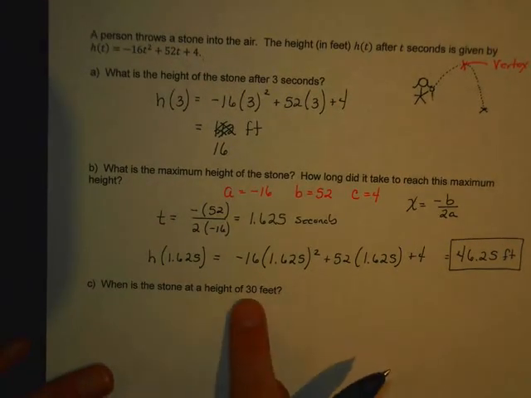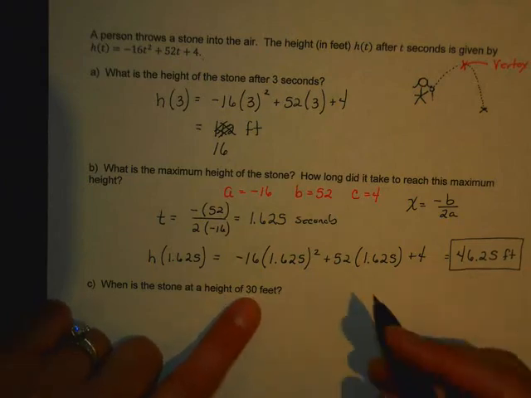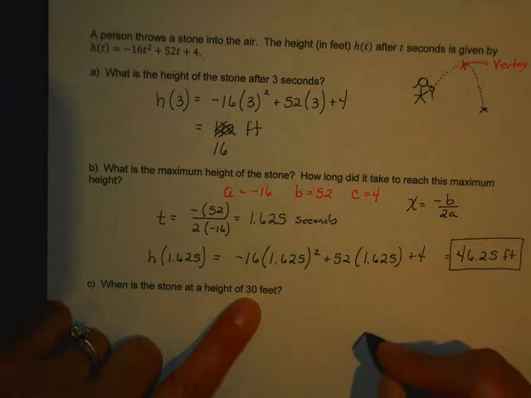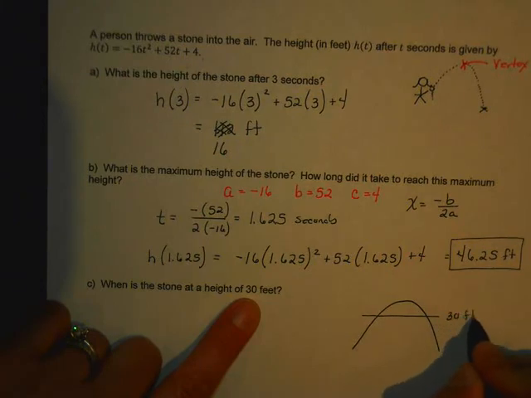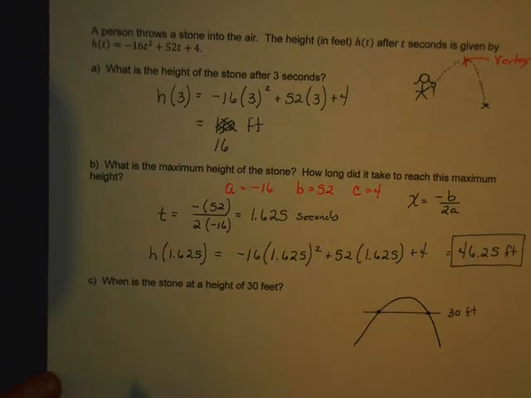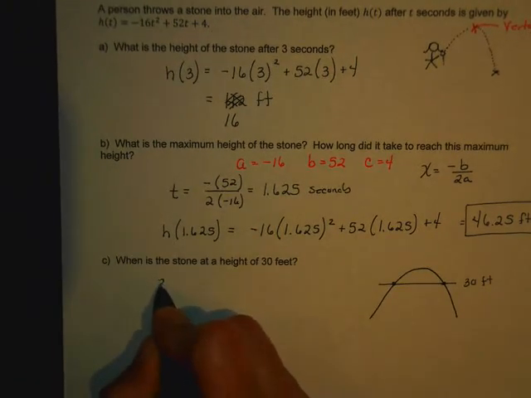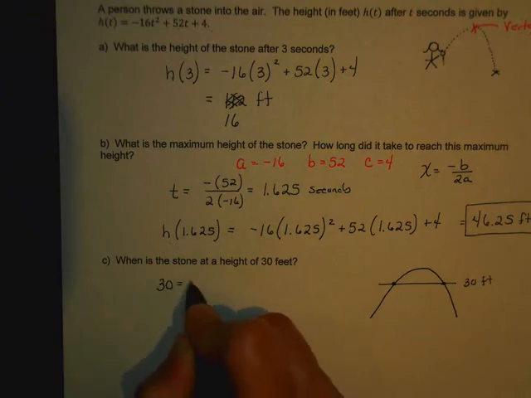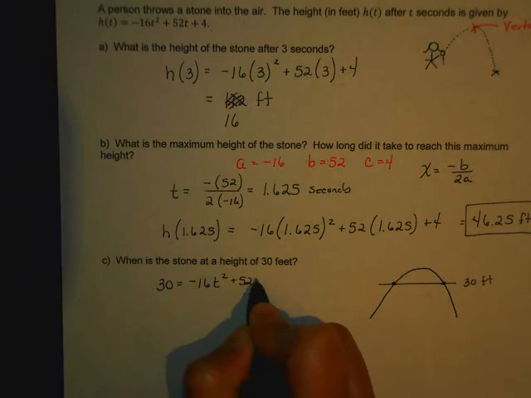So when was the height of the stone at 30 feet? Well, if this is the maximum, it definitely had reached 30 feet. And you're going to have two answers for this, right? You're going to have two answers where it reaches 30 feet, on its way up and on its way down. Okay, so let's figure it out. You ready? So you're going to need the quadratic formula for both of these. So we want to know at what time is the height of the stone going to be at 30 feet.